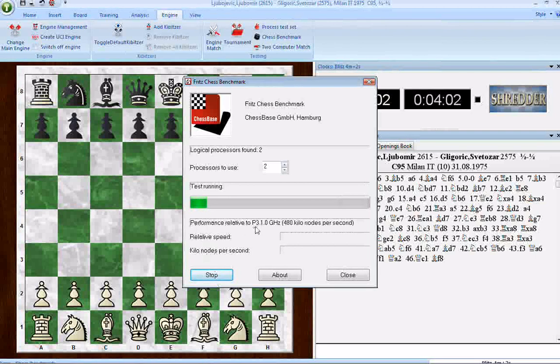Performance relative to a Pentium 3 1 gigahertz computer. That is what the benchmark is. That's what you're trying to beat, or what you're going to compare your computer against. They ran this test on a P3 1 gig computer, and what it says is 480 kilonodes per second. What that means is that computer, a Pentium 3 1 gigahertz machine, is capable of analyzing 480,000 chess positions every second. It will evaluate nearly 500,000 chess positions. So the question is, how well will your computer do? And that's what you're about to find out with the Fritz chess benchmark.